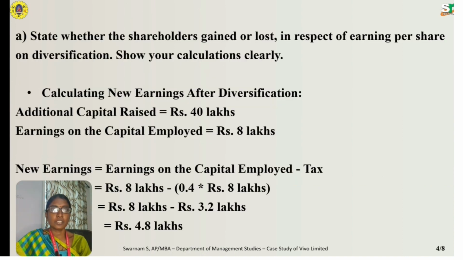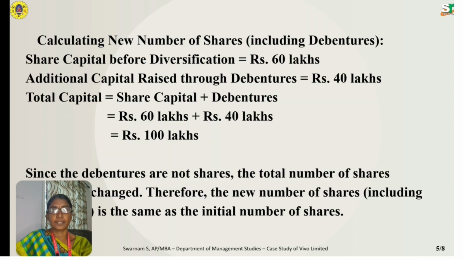The first discussion is whether shareholders have gained or lost in respect to the EPS. The additional capital which has been raised was 40 lakh rupees. The earnings on the capital employed is 8 lakh, which has been given in the case. We have to find out the new earnings of the company. Earnings on the capital employed is 8 lakh. They have told us they are in the tax bracket of 40%. So, the tax comes to 3.2 and the new earnings would be 4.8 lakhs.